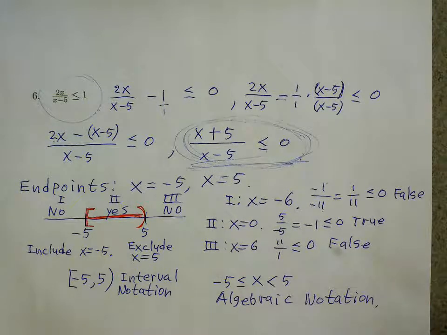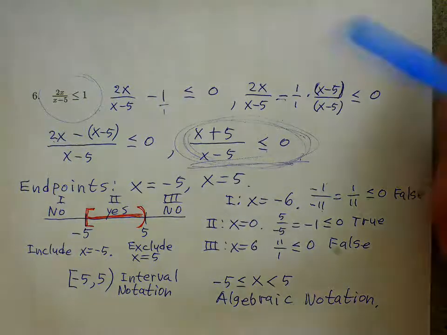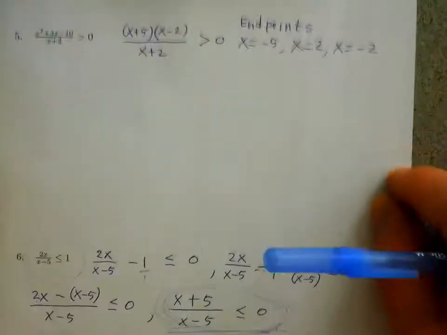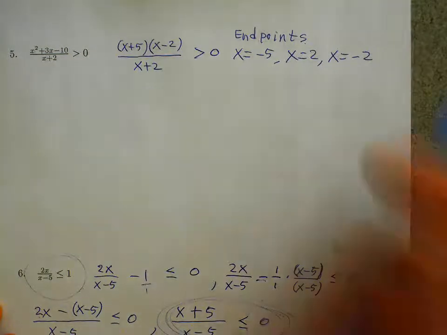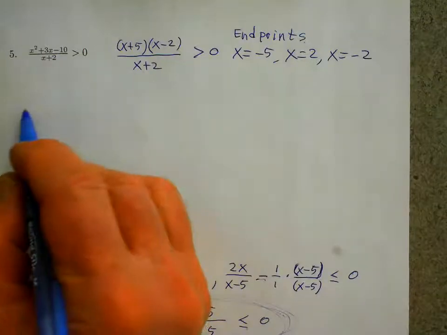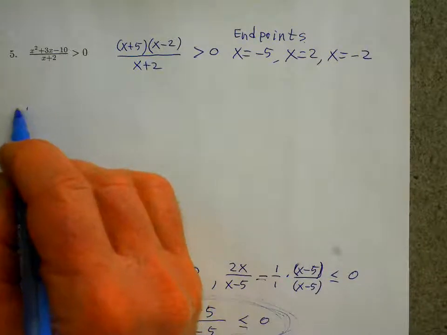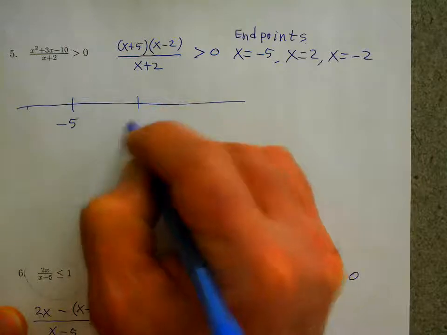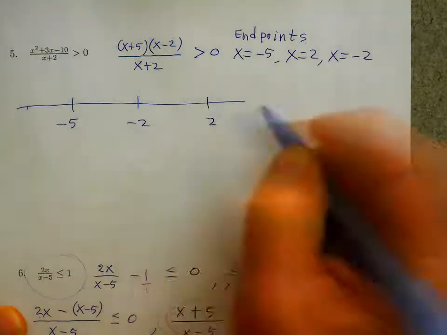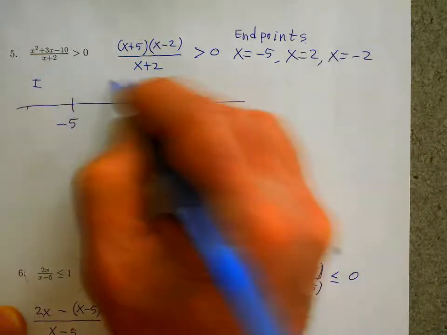Okay, we have less than 2 minutes left. I suppose until we run out of time, we can continue to work on this one. We found the endpoints already, negative 5, negative 2, and 2. So this one has 4 intervals to test.